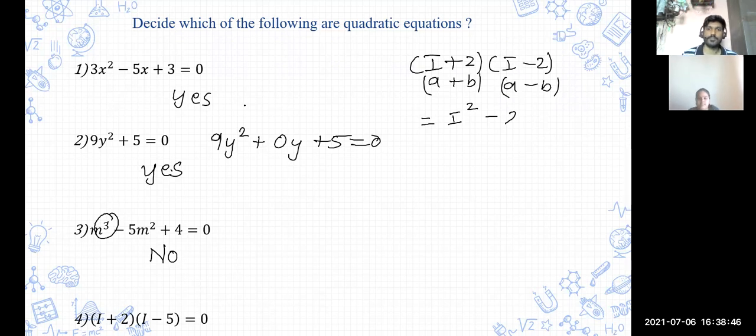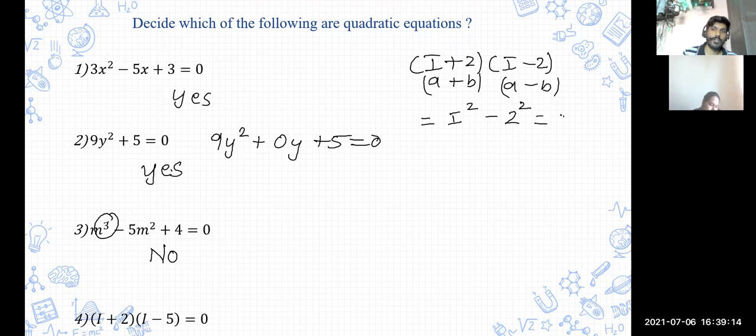Okay, so we were doing this last fourth one, I plus 2, I minus 2. If you see, this is of the form a plus b, a minus b. So a is I and b is 2. So I square minus 2 square. Correct? Have you understood this?